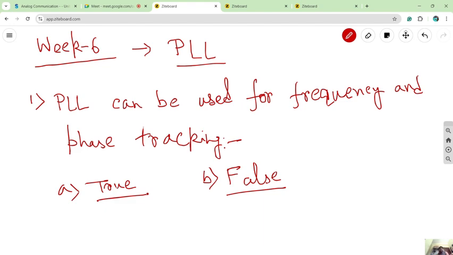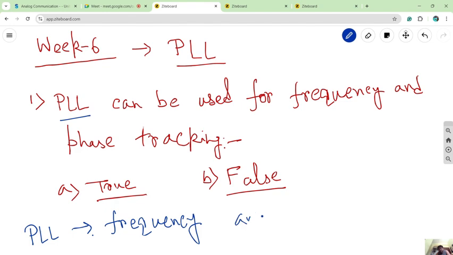So you already know that PLL circuits can be used for both frequency and phase tracking. So this is true.